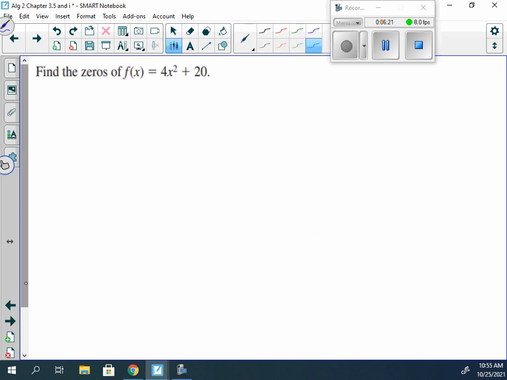Let's look at the last one before we look at the next part. Find the zeros of f of x equals 4x squared plus 20. Well, if we're finding the zeros, we want to find where this thing is equal to what? 0. We're trying to find out what value of x will make this equal 0.